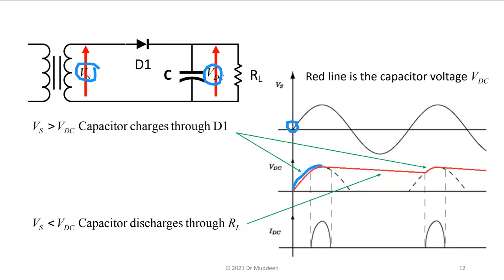What is the typical voltage drop across a diode when it's conducting? Anyone remember? Right, good. So at least you remembered something from last year.